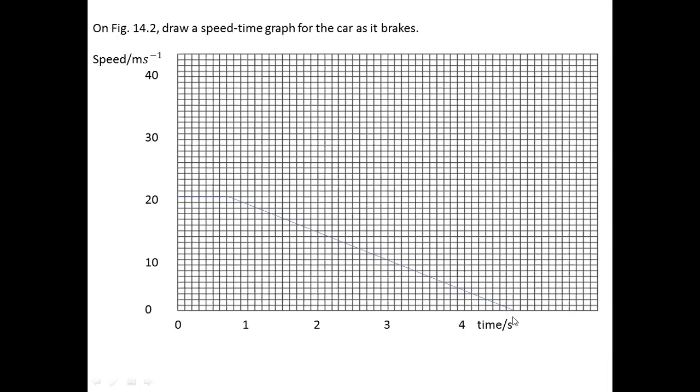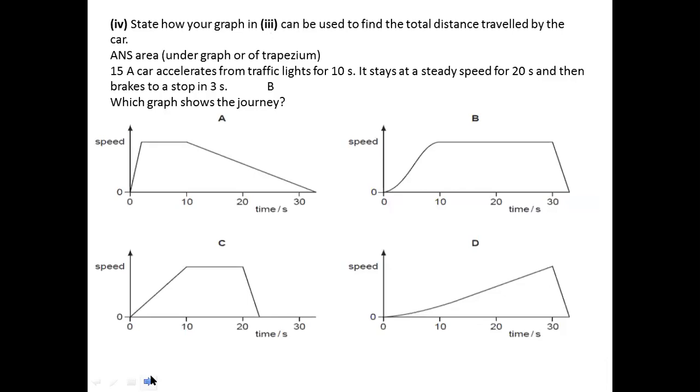So the total time interval, ending time interval for this line will be 4.6. Next question is, state how your graph can be used to find the total distance traveled by the car. Simple. Over here, you only have to write how to calculate. You don't have to calculate the answer. So it will be equivalent to area under the graph, and the shape of the graph is trapezium. So distance traveled will be equivalent to area of trapezium.